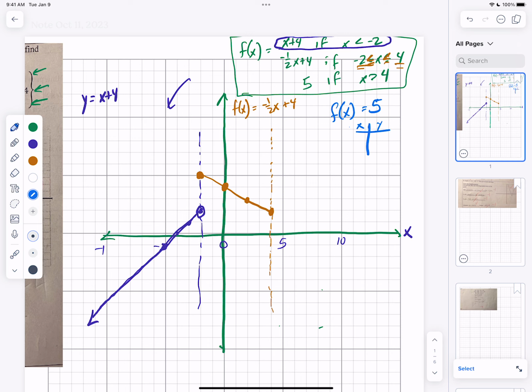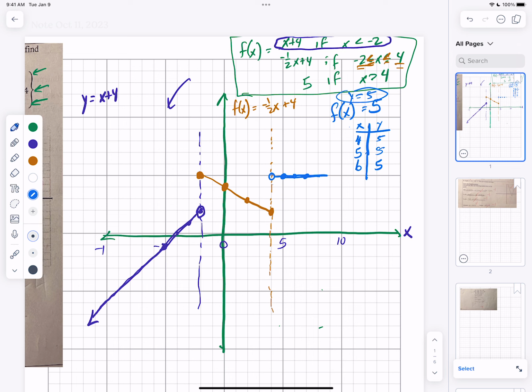Well, when x is 4, y is 5, right? Because f at x, that means y equals 5. So if x is 5, then y is 5. If x is 6, y is 5, because y is always equal to 5. So let's just graph those. 4 comma 5, 5 comma 5, 6 comma 5, 7. It's always going to be 5. It's going to be this.